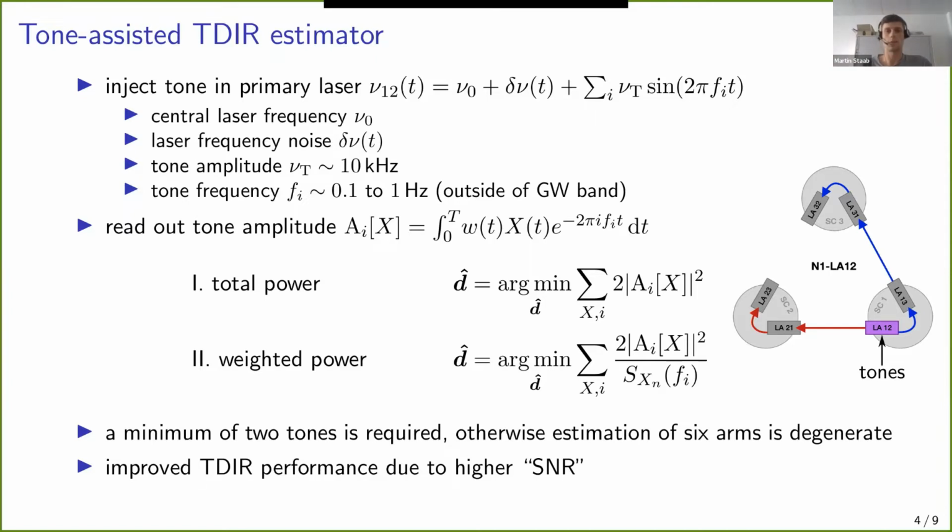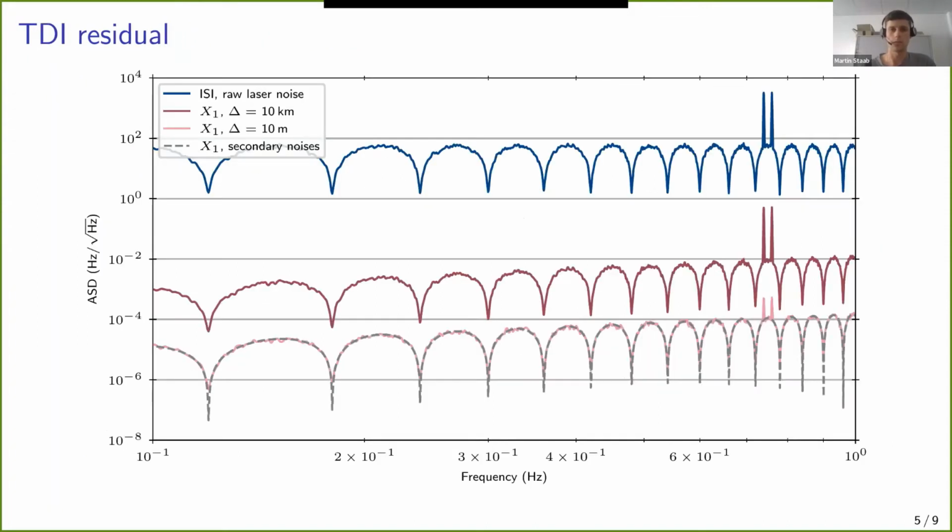And so you not only have the laser frequency noise, but also a sum of several tones. And we set the tone amplitude of those tones to 10 kilohertz. For comparison, the laser frequency noise is roughly a root mean square of 100 or so, 100 hertz. So it's slightly above the laser frequency noise level. And we can also see that in some simulations I was running.